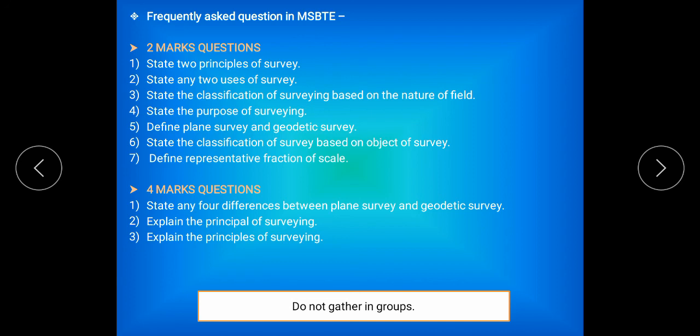So here is another safety instruction: do not gather in groups, do not stand in a group. So this is the first topic of the basic surveying subject. In the next lecture we start our second topic of the basic surveying subject. Okay, thank you.